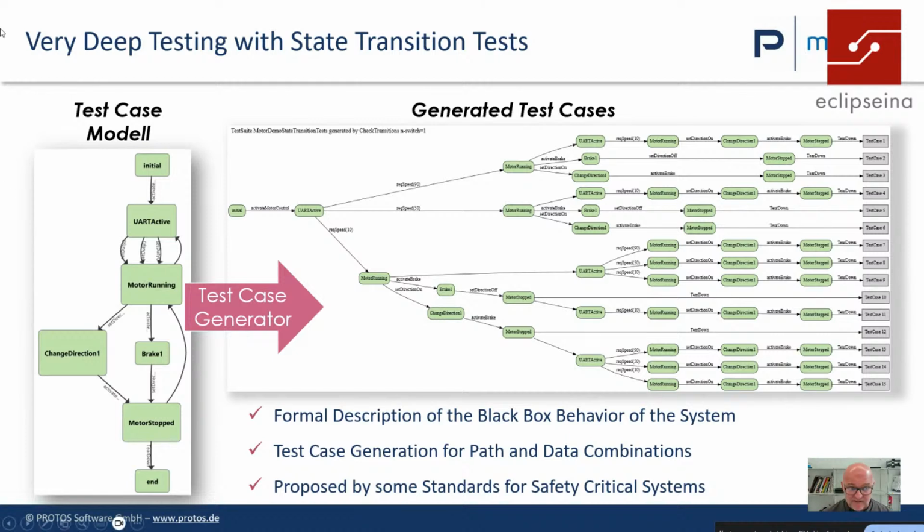It's redundant. That's important, because this is not the state machine in your system, but a separate state machine defined by the test developer for the expected values, expected behavior. And it's proposed by some standards for safety critical systems also. That's a very good deep test method.